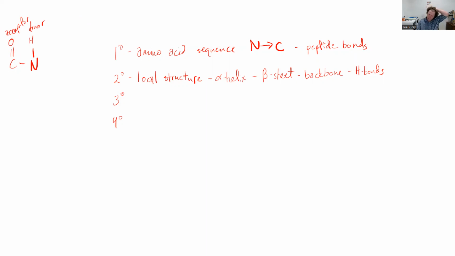Now, where it gets a little bit complicated is, do the identities of different amino acids in a polypeptide sequence have an influence on the secondary structure? They do. They do have an influence on secondary structure, but they're not going to dictate it in the same way that your backbone hydrogen bonds are going to dictate the secondary structure.